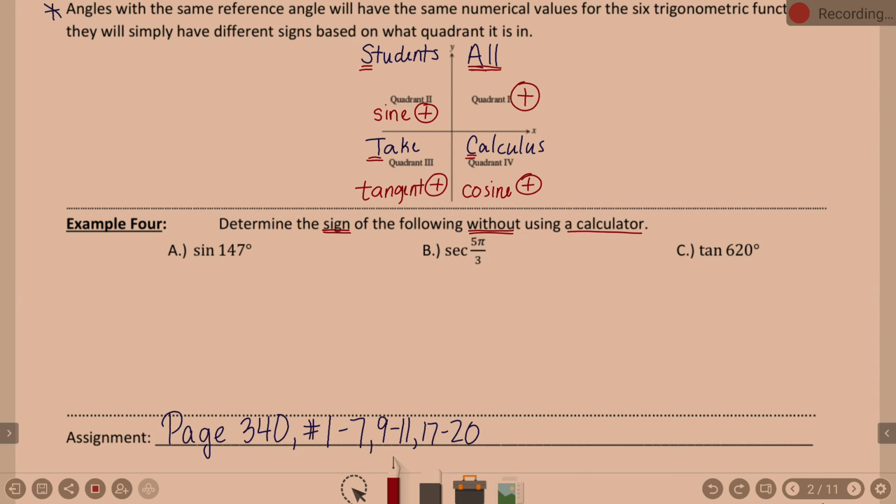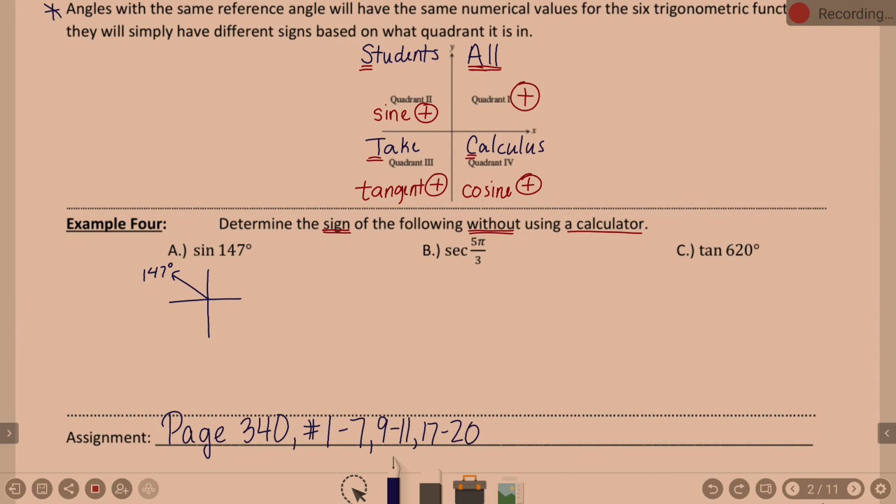What do you know about 147 degrees? It is in the second quadrant. Can we agree? It's in quadrant 2 because it is more than 90, but less than 180. Okay, that's how I reference everything, is I look at my 4 quadrants. That one's more than 90, less than 180.